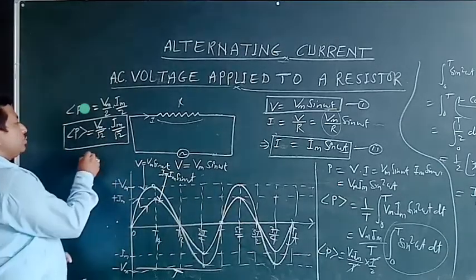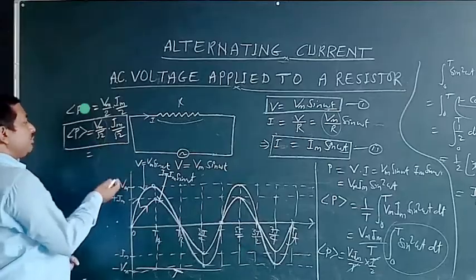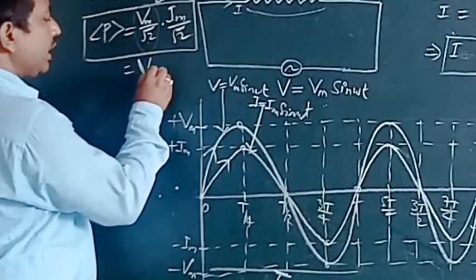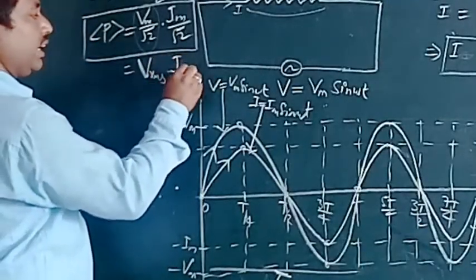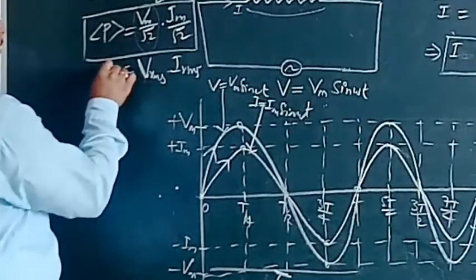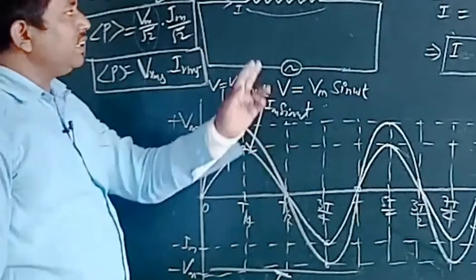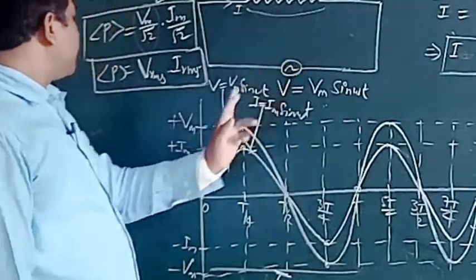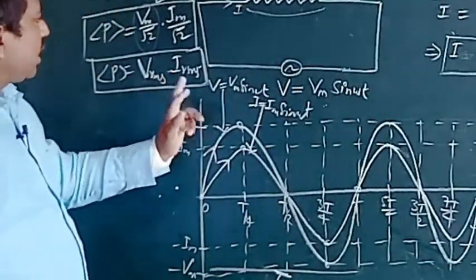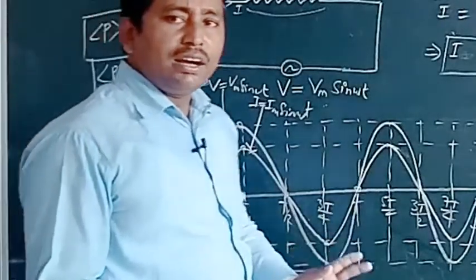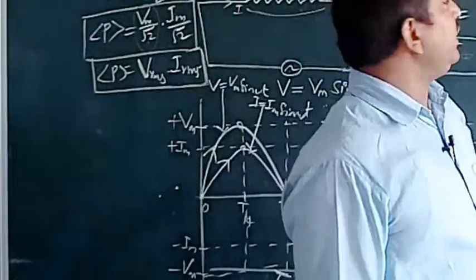This Vm by root 2 is termed by a new term known as Vrms, and similarly Irms. So the average value of the power dissipated in one complete cycle across R is Vrms dot Irms. What is Vrms and Irms? Let us discuss it.